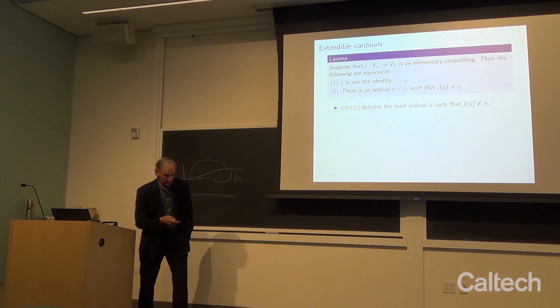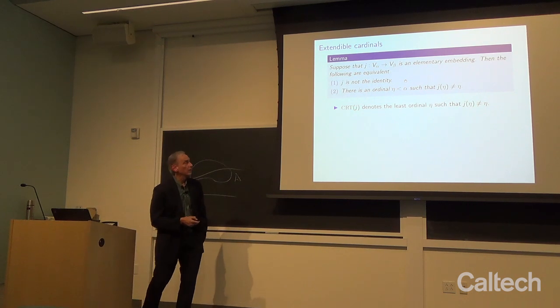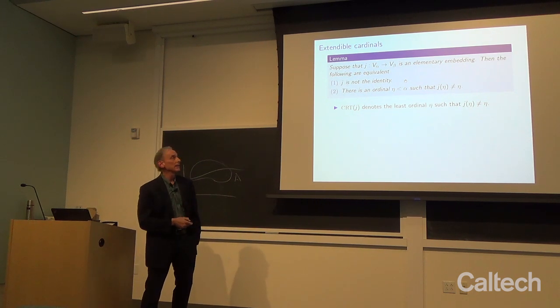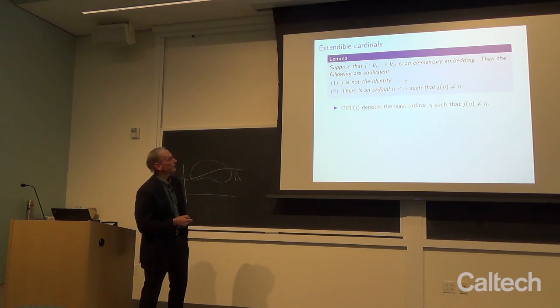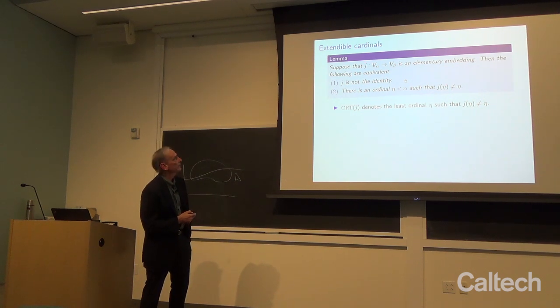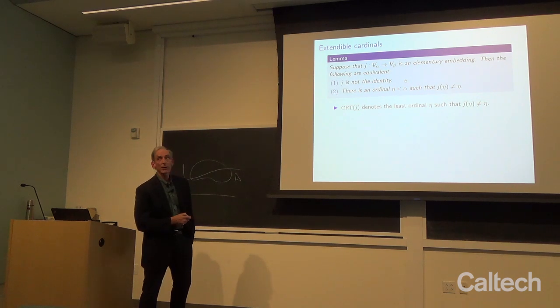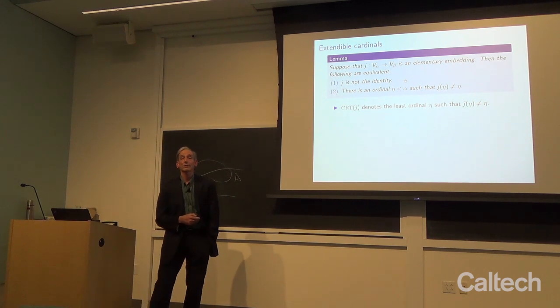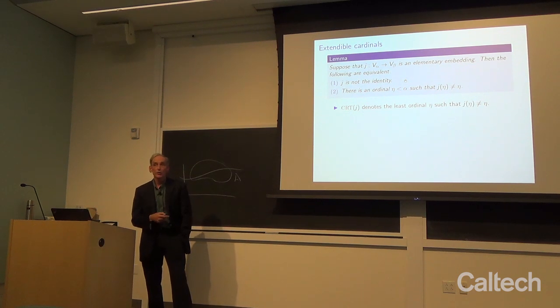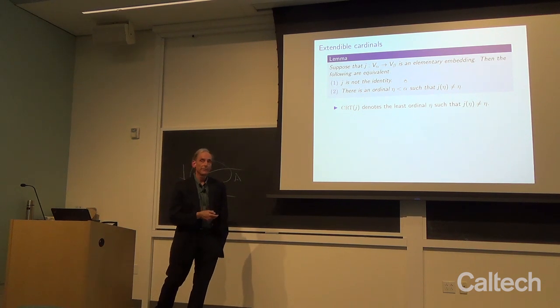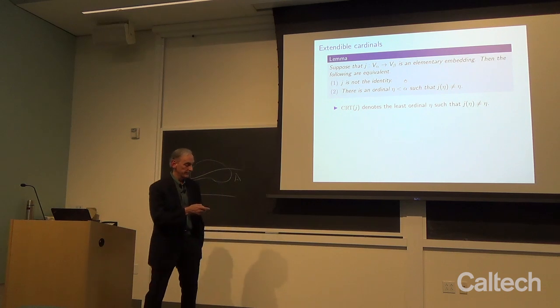All right, so I'm not going to define, in fact, I'm going to define one large cardinal. That was on my list, extendable cardinals. It's nicely phrased as elementary embeddings. So, first of all, I'll show you something. Suppose that you have an elementary embedding j from V_α to V_β. Then the following are equivalent. One, it's not the identity. And two, it's not the identity on the ordinals. So a non-trivial elementary embedding from V_α to V_β has to move an ordinal.